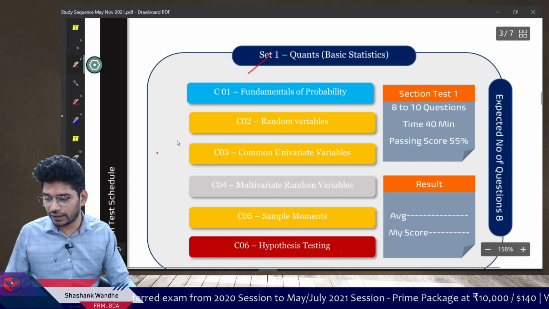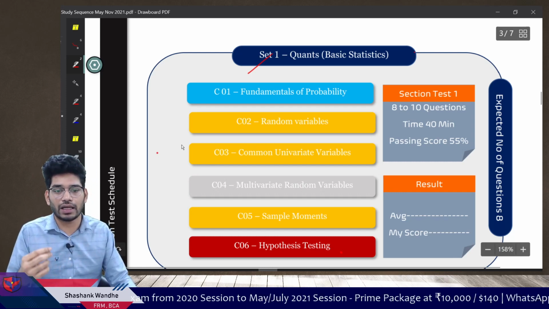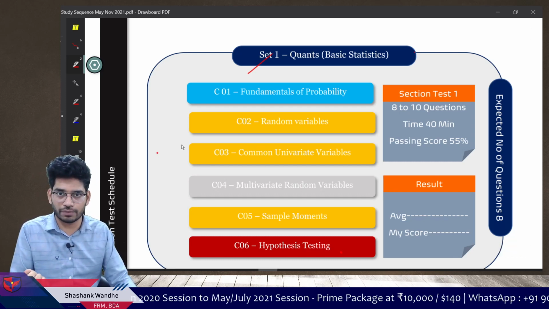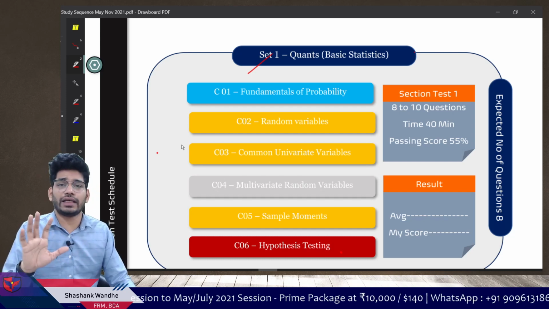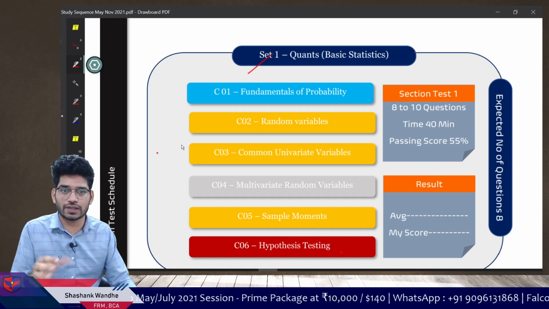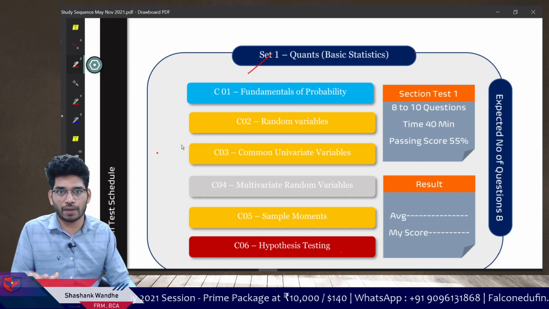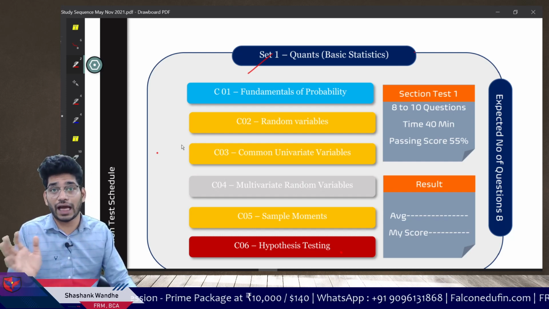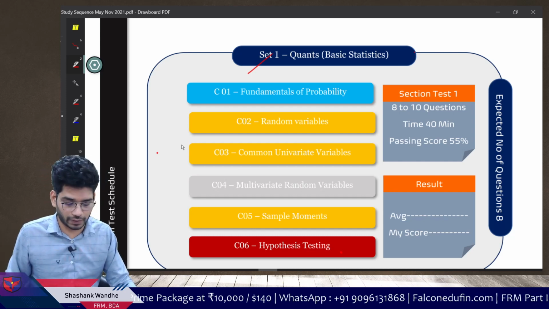I will also come up with preparation guides on how to prepare for the individual subjects: what the key aspects of each subject are, what type of questions to expect from GARP in the exam, and so on. So we will have a subject-wise discussion in the coming days.